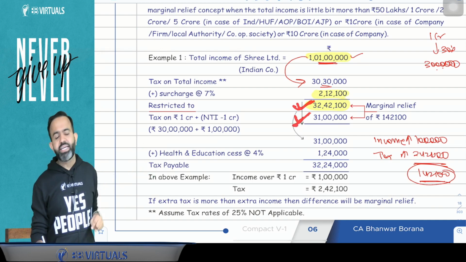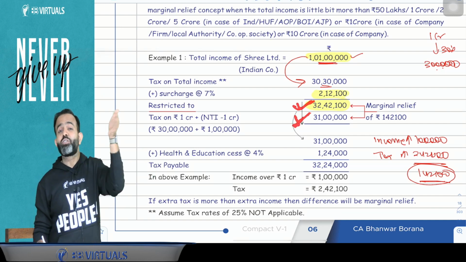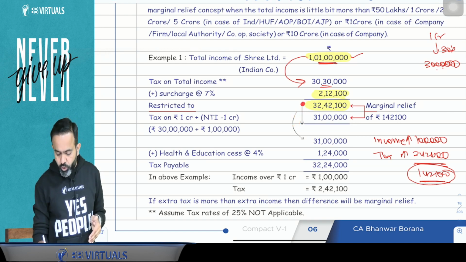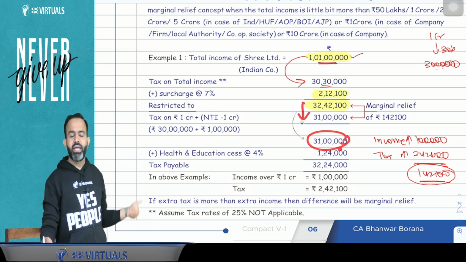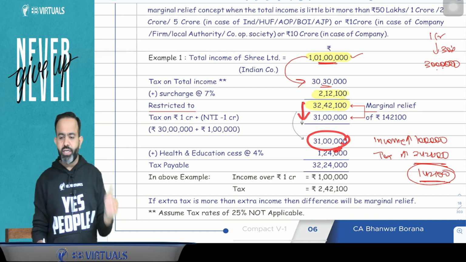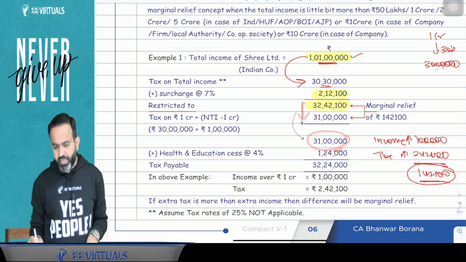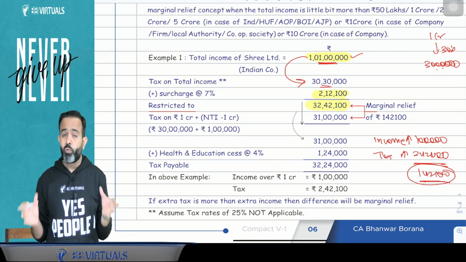So in simple words, I can say that you have to continue with whichever is the lower amount, and here whichever is lower is 31 lakh rupees, and after that add the health and education cess. So here automatically you will get the marginal relief amount of 1,42,100.